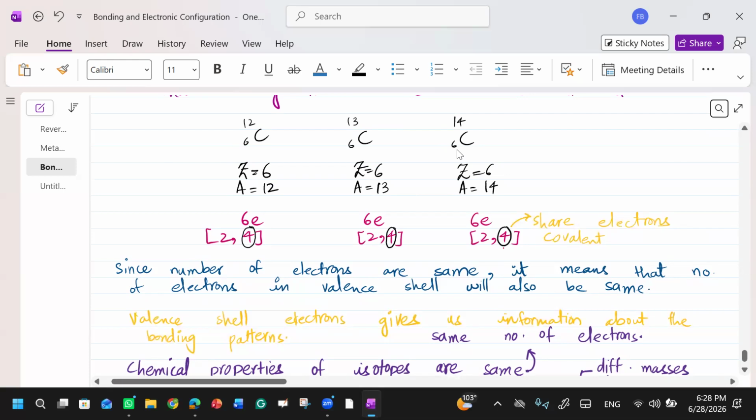Are you clear with this idea? Why they have different physical properties? Because the physical properties are dependent on the neutrons. And since number of neutrons are different, that's why their densities will be different, their masses will be different, as well as their melting and boiling points will be different. Clear?